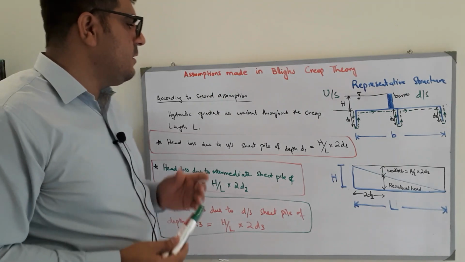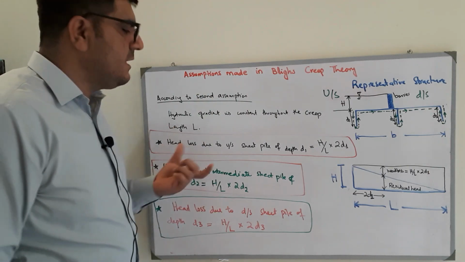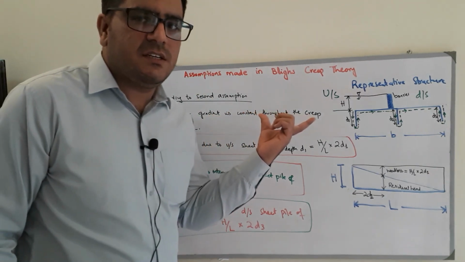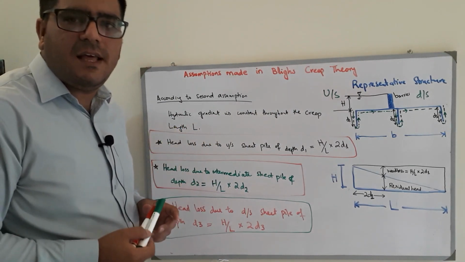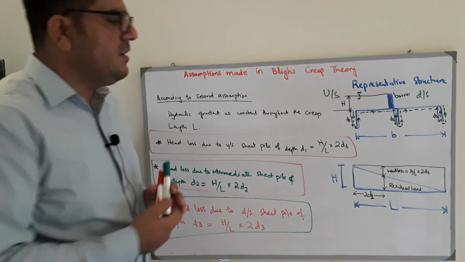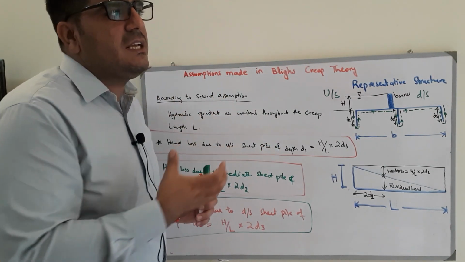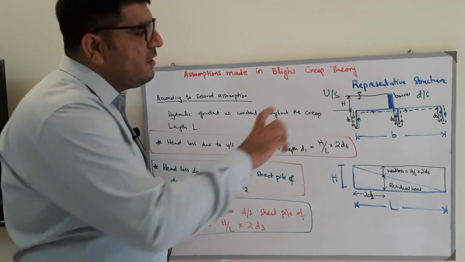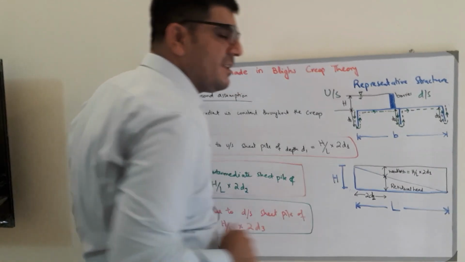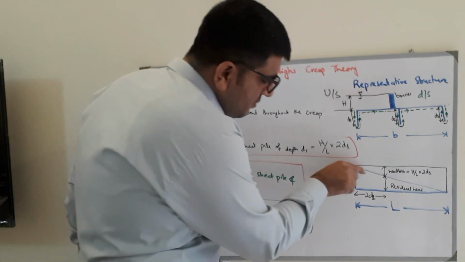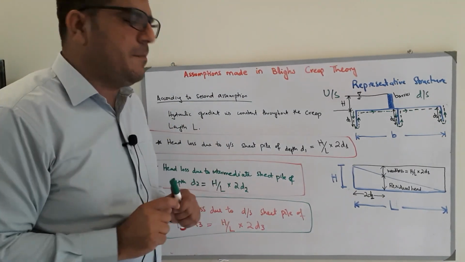So now, according to the second assumption, what was the second assumption? The second assumption says that the hydraulic gradient is constant throughout the creep length L. So let's see how we can visually see, or what is the basic physical meaning of this. This was the basic head, and this is the total head, and this is the total creep length. So the head is lost in a constant manner over the total creep length.